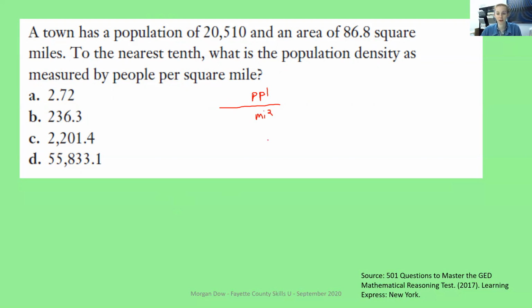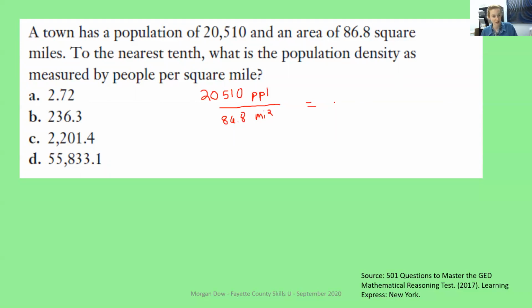This is another unit rate question where we want to make a comparison to one, right, to 1 square mile. So how do we calculate a unit rate? We divide. We're going to take our total people, our population, 20,510 people, divided by our square miles, 86.8 square miles. Let me get out my calculator here.